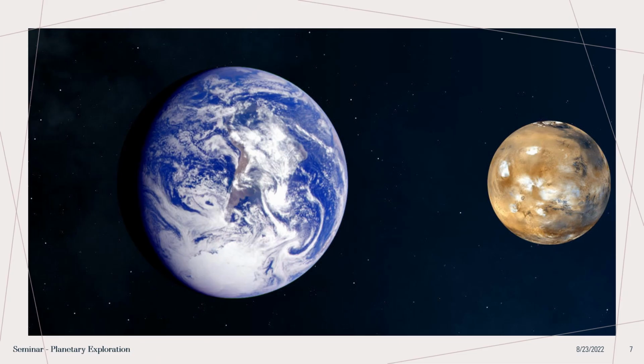For visualization purposes, here's a picture of Mars and Earth in comparison. So here you can see that Mars is much smaller than Earth.